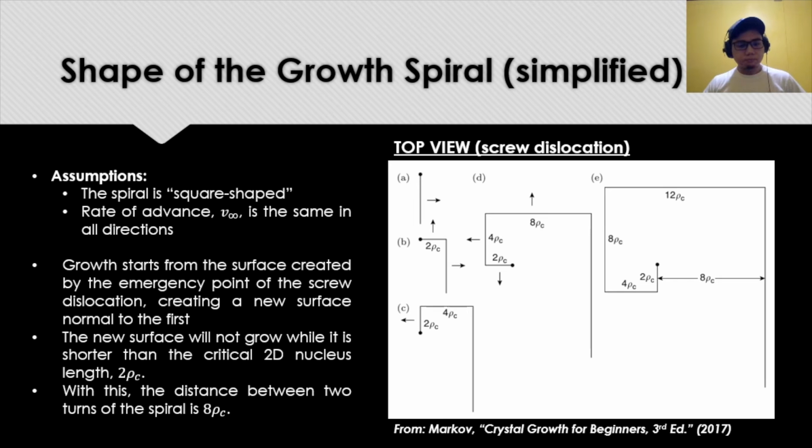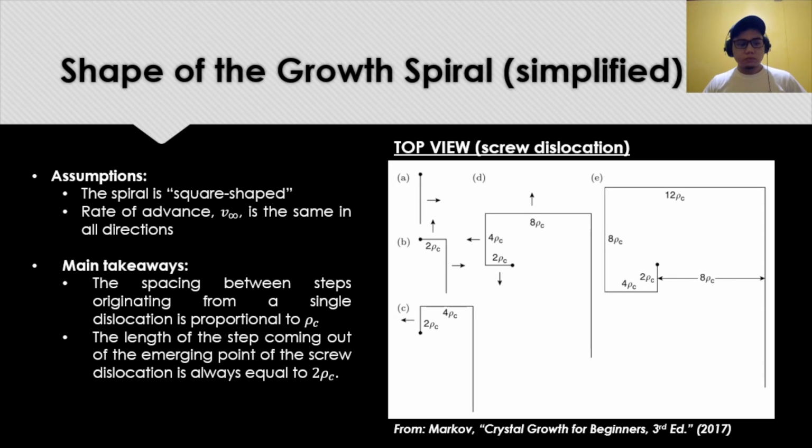Despite this being a simplified model, there are still some takeaways. First, the spacing between the steps originating from a single dislocation is proportional to the critical radius, and the length of the step coming out from the emerging point of the screw dislocation will always be equal to the critical 2D nucleus length, 2 rho sub c.